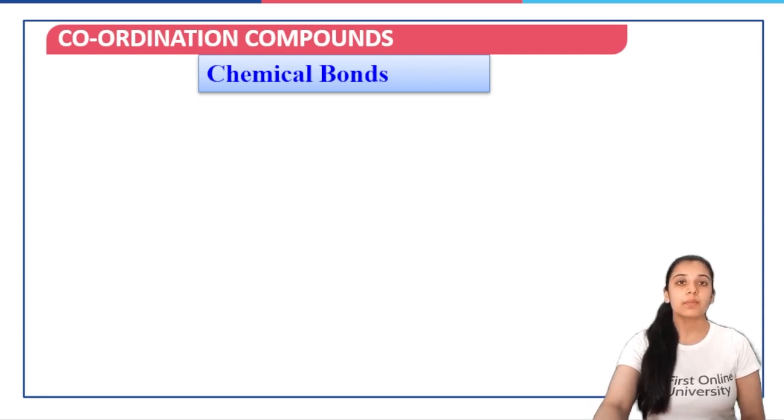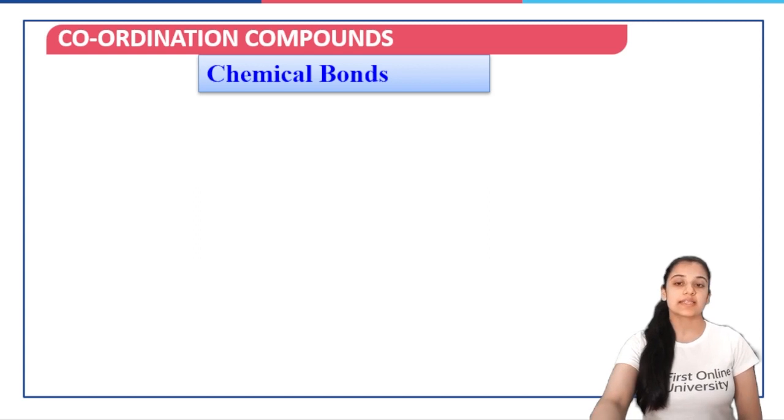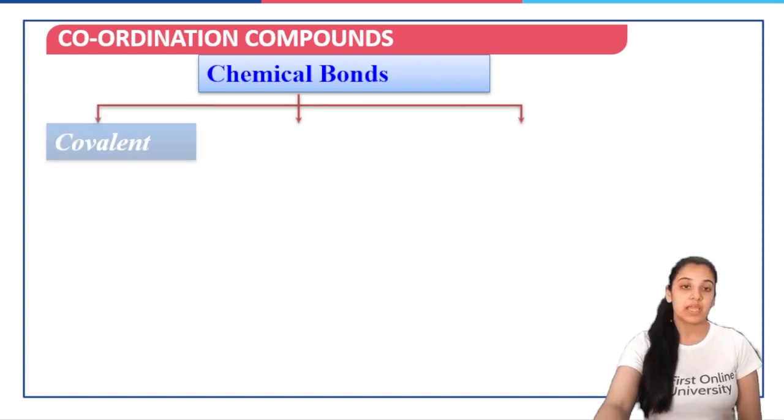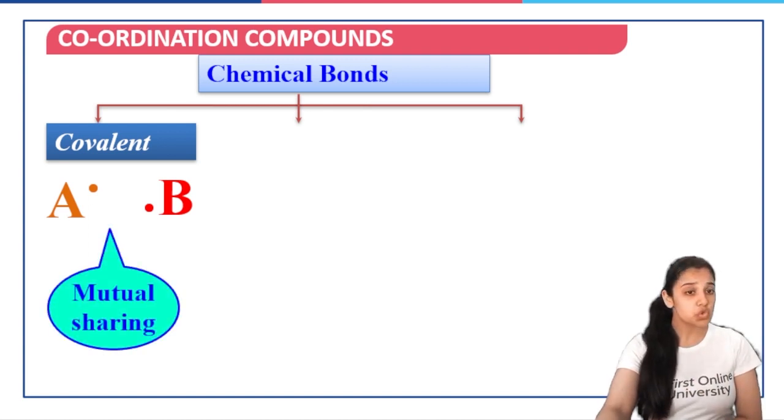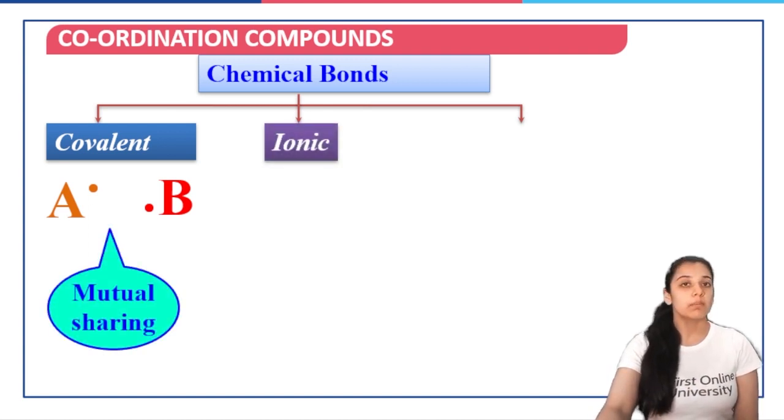Let us start with the introduction to coordination compounds. Now, before we move on to understanding what coordination compounds are, let us first understand what a chemical bond is. A chemical bond can be covalent, where one electron from one element and another electron from another element are mutually shared to form a bond. That chemical bond will be called a covalent bond.